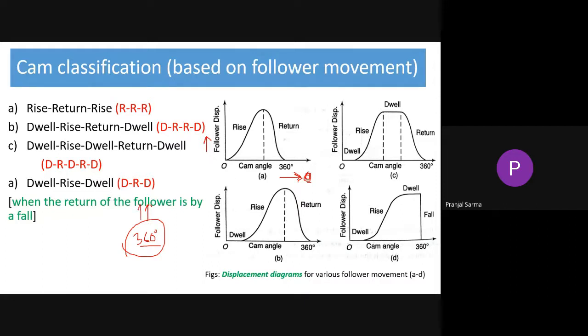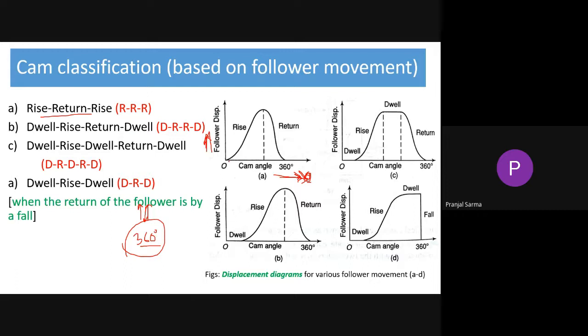If this is going up, then we'll say that some positive displacement will occur. After that, suppose it may go down or something like that. So now the first type is rise, return, rise, R. That means here you can say the cam is constantly rotating. That means we are showing this side, theta, this side positive follower displacement.